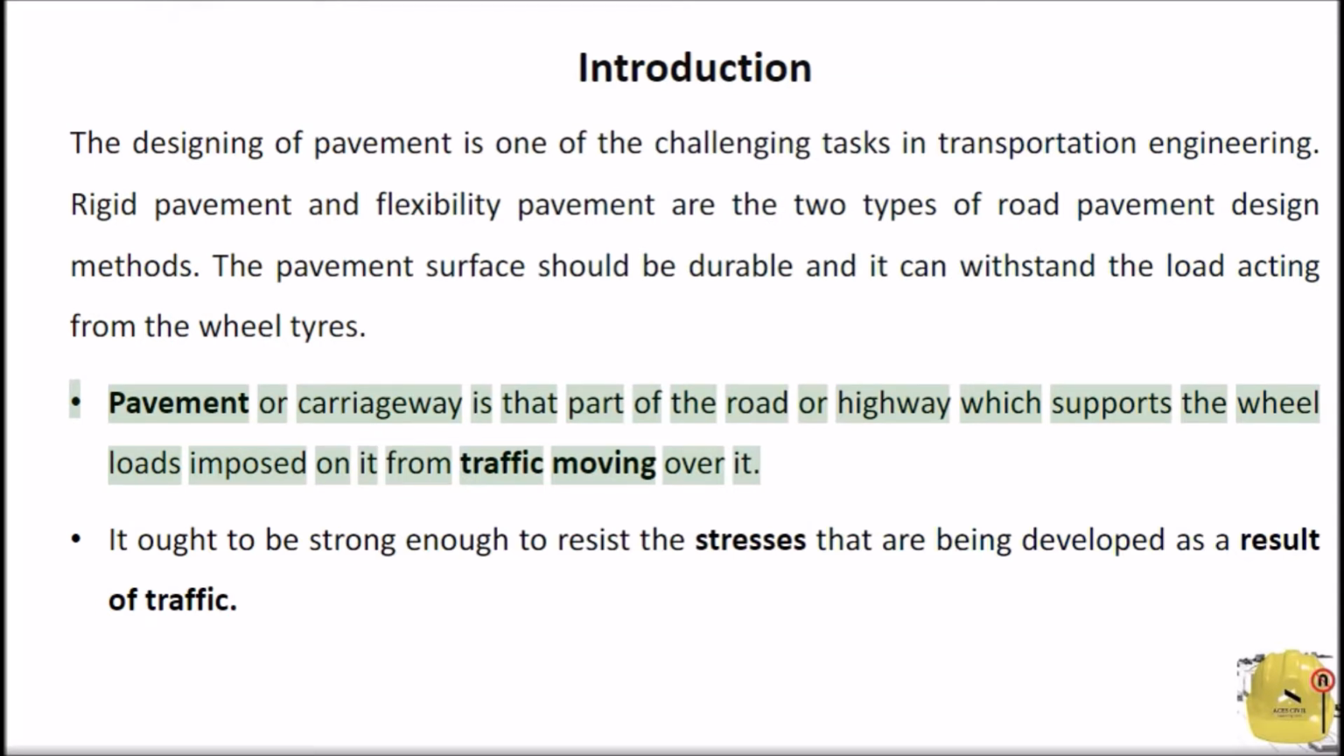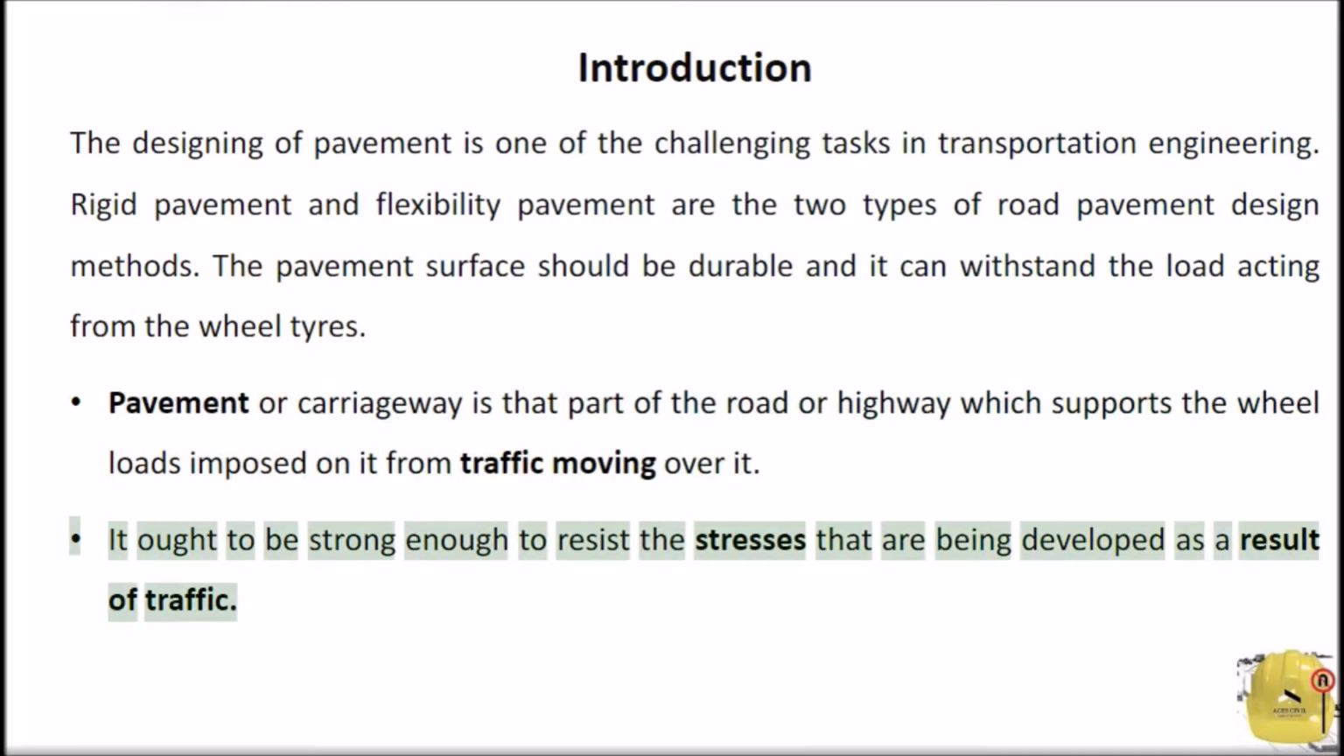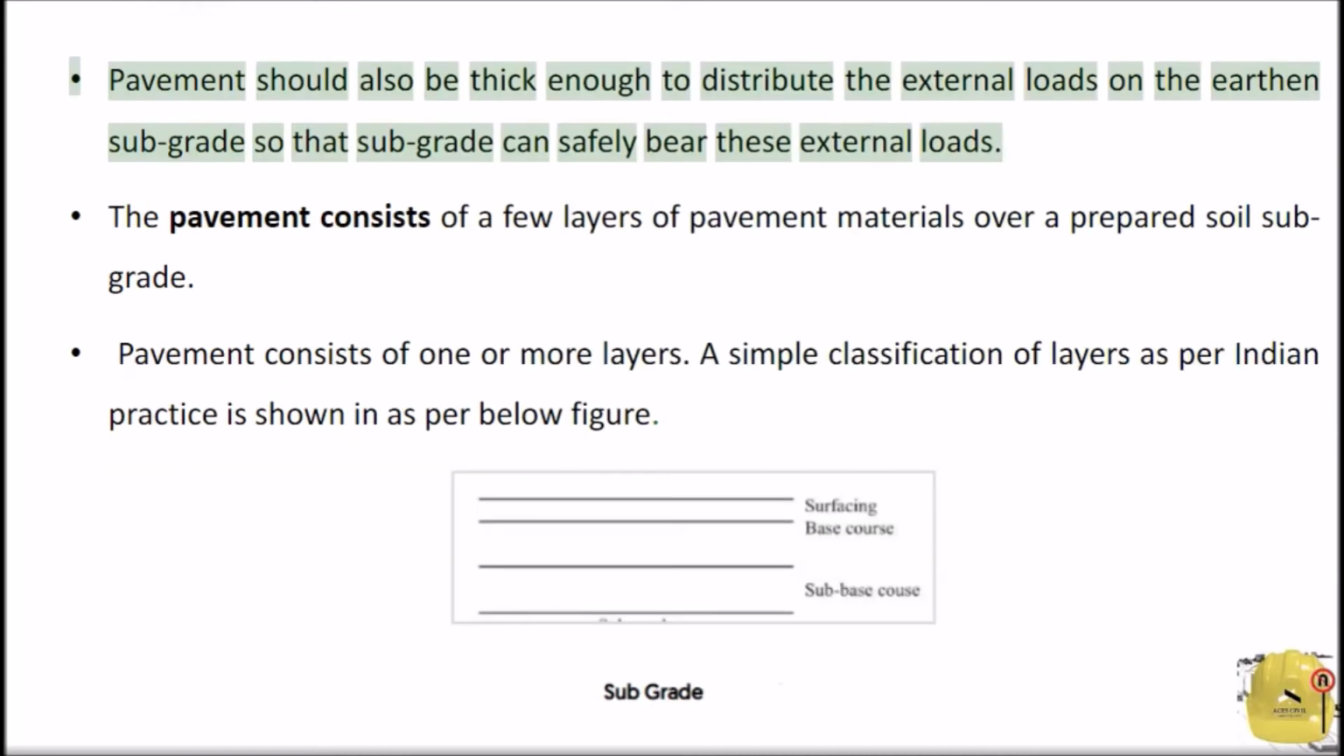Pavement or carriageway is that part of the road or highway which supports the wheel loads imposed on it from traffic moving over it. It ought to be strong enough to resist the stresses that are developed as a result of traffic. Pavement should also be thick enough to distribute the external loads on the earthen subgrade so that the subgrade can safely bear these external loads.